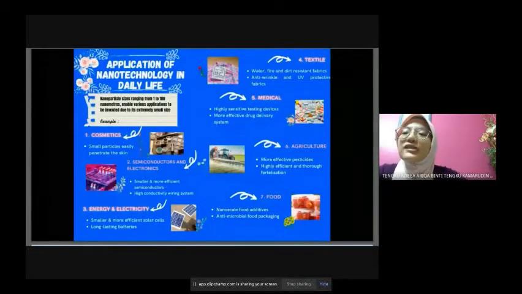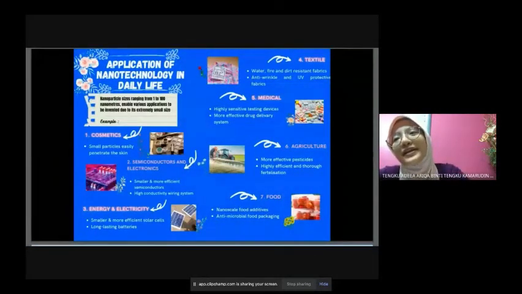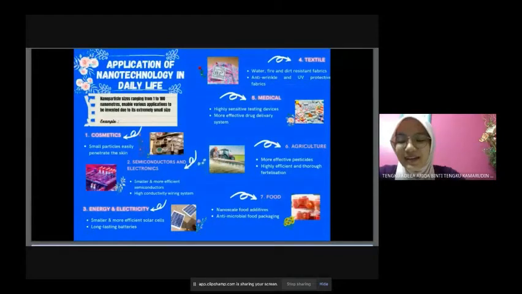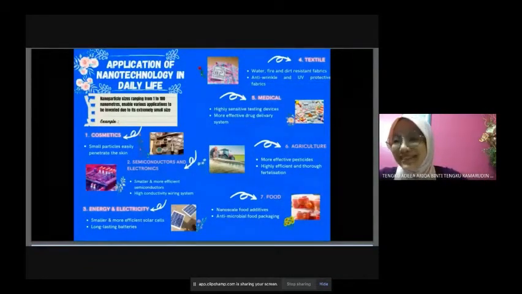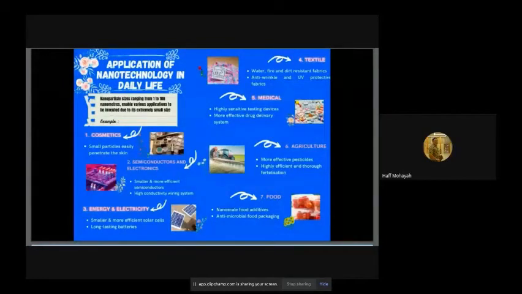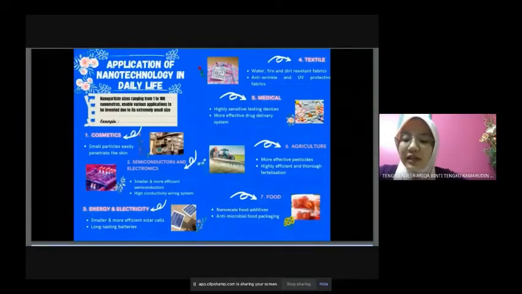Next, nanoparticles are also used in the medical field because, for example, the devices that are used are highly sensitive testing devices, and the drugs produced are also more effective because the drugs can target the more dangerous cells and not our normal body cells. Okay, betul, okay. Next is agriculture.